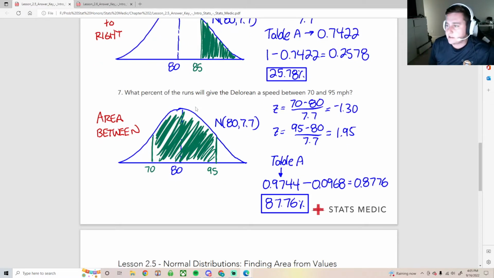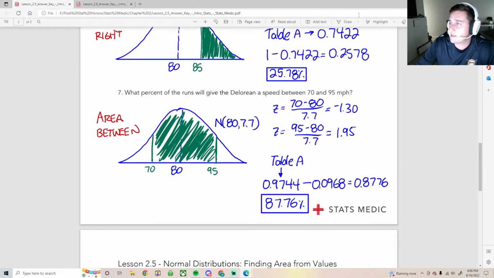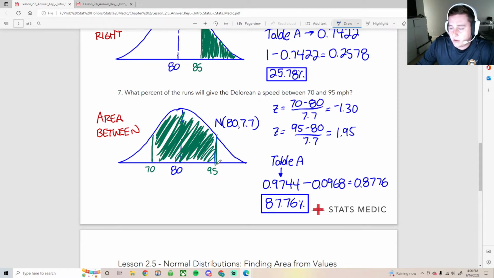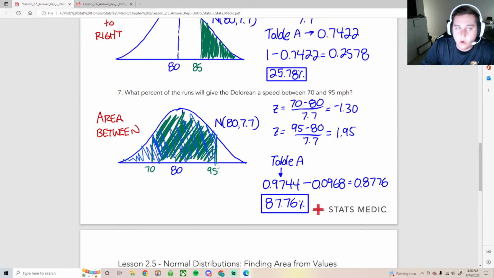For number 7, it's kind of the same idea, except now you're using 2 points, so you're in between them. You calculate the z-score for one of them, calculate the z-score for the other, and then you can use the table to look up the areas related to both of those z-scores. Then you have to do some subtraction to find the area in the middle where they don't overlap, because the table will show you area to the left. Well, the area to the left of 95 is all of this, including this tail that you don't want. So when you do your subtraction, you're taking the z-score from 70 and subtracting this piece, right? Because this is the only piece you don't want, right?